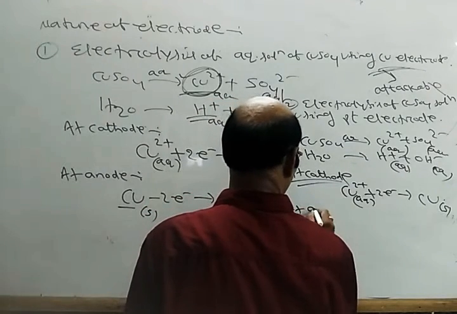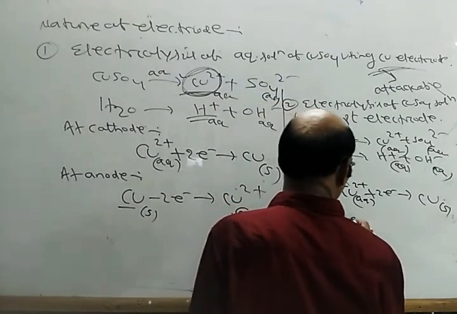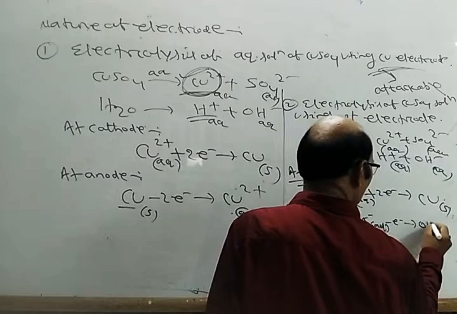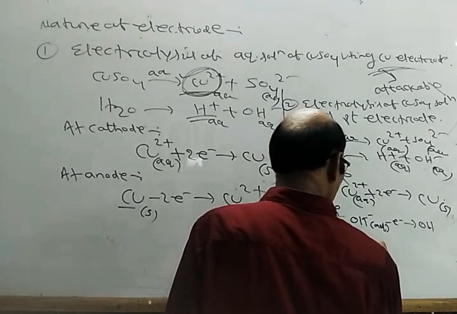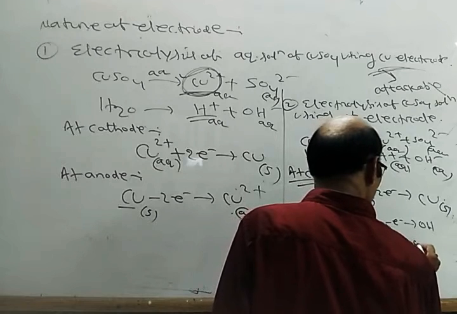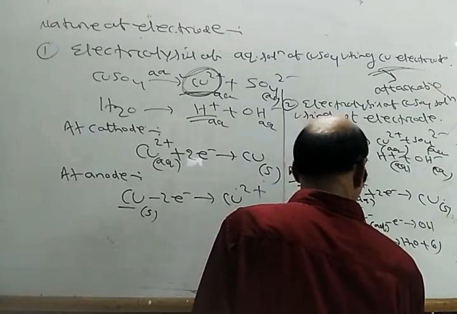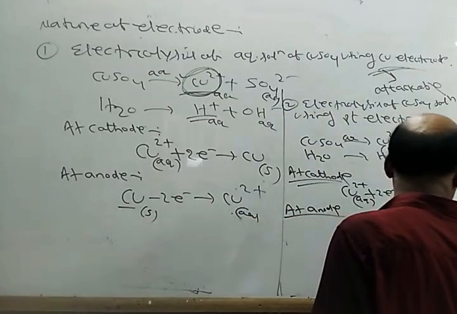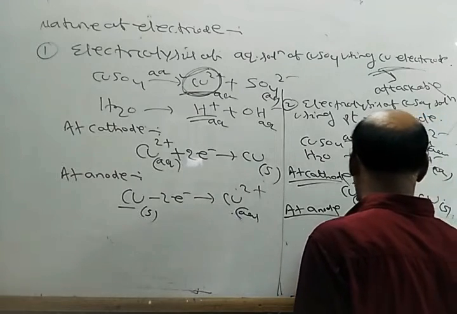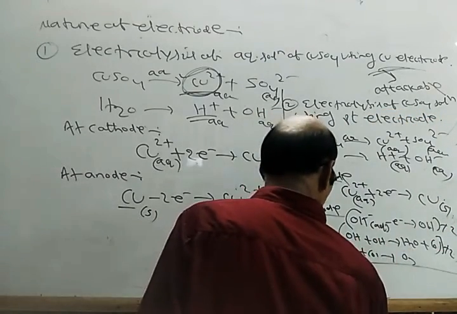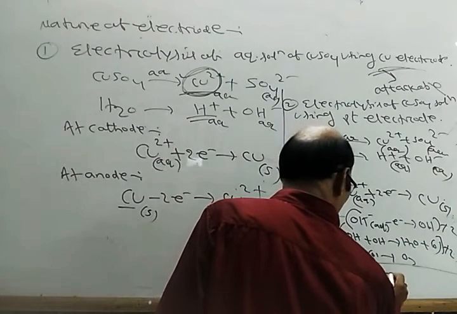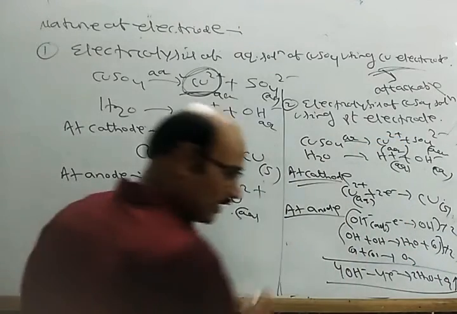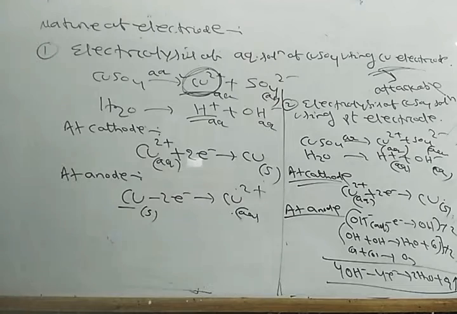So what will happen here at the anode? OH- aqueous minus electron gives OH, then OH plus OH gives H2O plus O, and O plus O gives O2 gas. So here I can multiply by 2, and here by 2. So 4 OH- minus 4 electrons gives 2 H2O plus O2. So O2 gas will liberate at the anode.